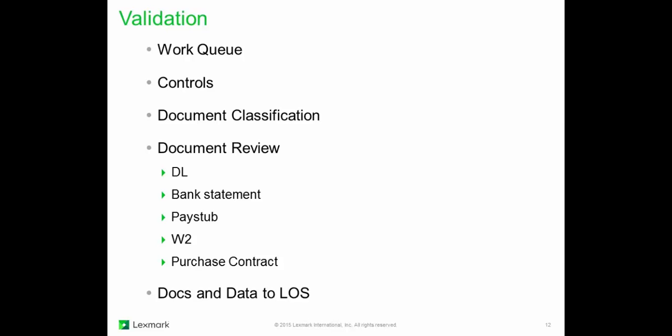You've also seen how you can lasso or highlight information to show the system where to find the information on a particular document. We've reviewed information on driver's license, bank statements, pay stubs, W-2s, and we will have a future training on validation of purchase contracts. The documents and the data will be pushed to the LOS upon completion of validation. So it is important to get validation done as soon as possible, so that the data and the documents can be pushed to the LOS.